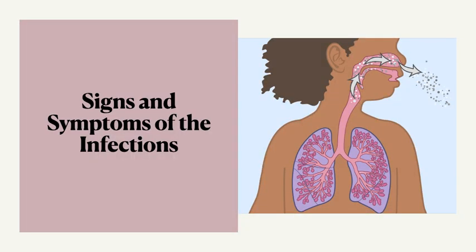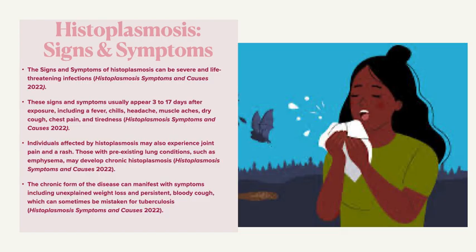Signs and symptoms of the infections. The signs and symptoms of histoplasmosis can be severe and life-threatening. Histoplasmosis symptoms and causes, 2022. These signs and symptoms usually appear 3 to 17 days after exposure, including fever, chills, headache, muscle aches, dry cough, chest pain, and tiredness.